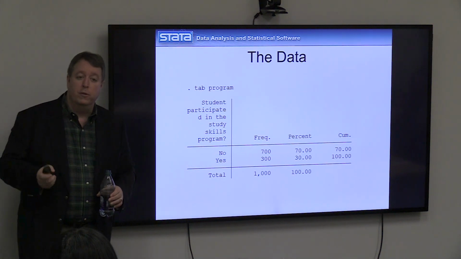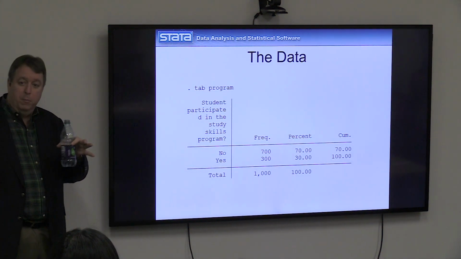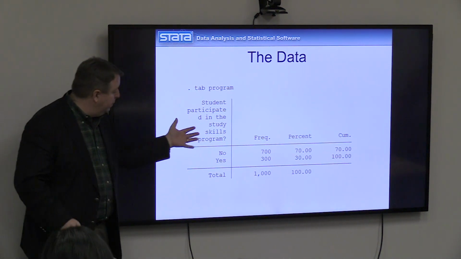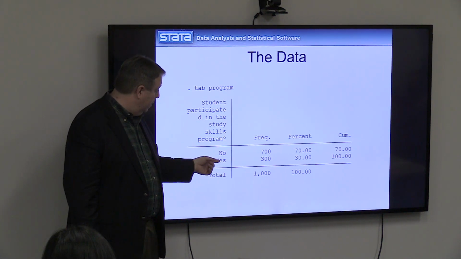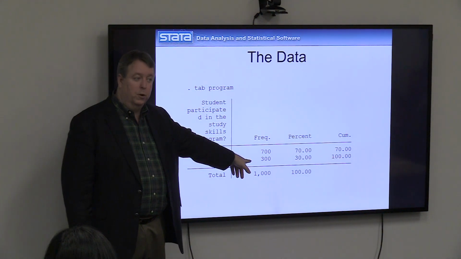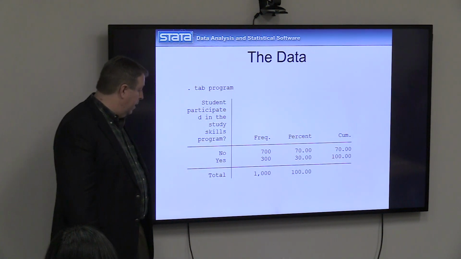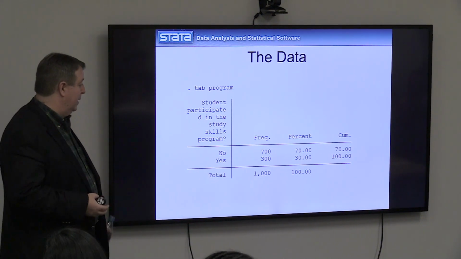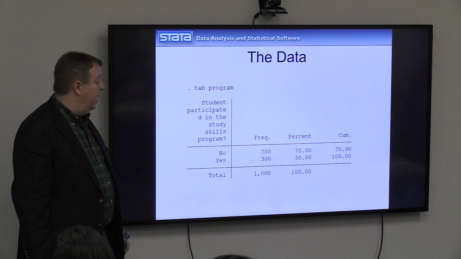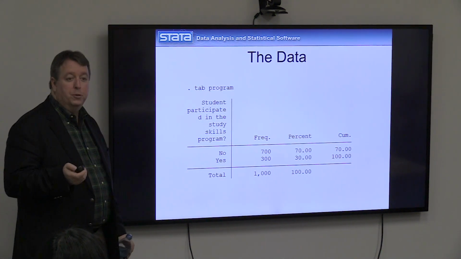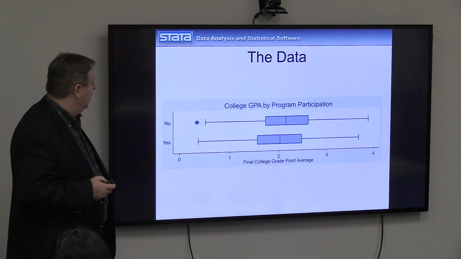Now my treatment variable, the thing I'm really interested in, is did this program improve the students' GPAs? And so this is a tabulation of the treatment variable, program. 300 students out of 1,000 actually participated in my study skills program, and 700 did not. This was randomly generated and it just happened to land on exactly 700, 300. That wasn't planned. But anyway, about 30% of our students participated in our study skills program.